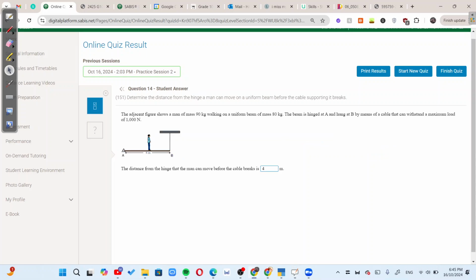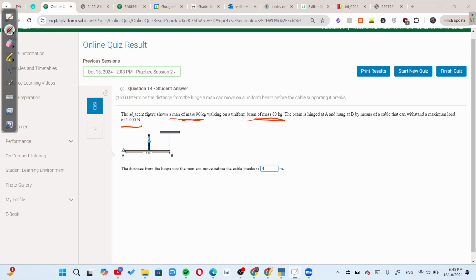Now we have our last question. This question, we also have to do counterclockwise and clockwise moments. So they want the distance from the hinge that the man can move before you break the cable. You have a man of mass 90 and a uniform beam of mass 80, and the beam is hinged at A and hung at B, and its maximum capable load is 1000 newtons.